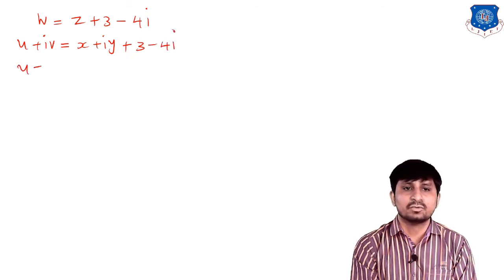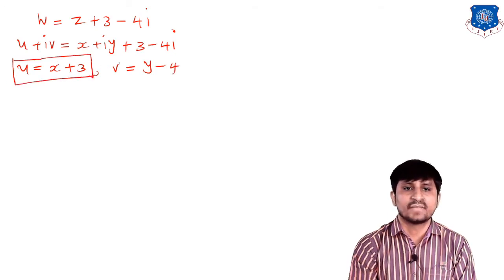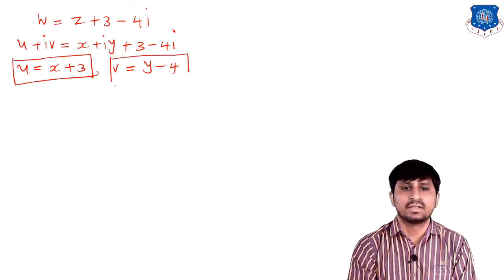U is equal to X plus 3, and V is equal to Y minus 4. Clear? And now we find the image.